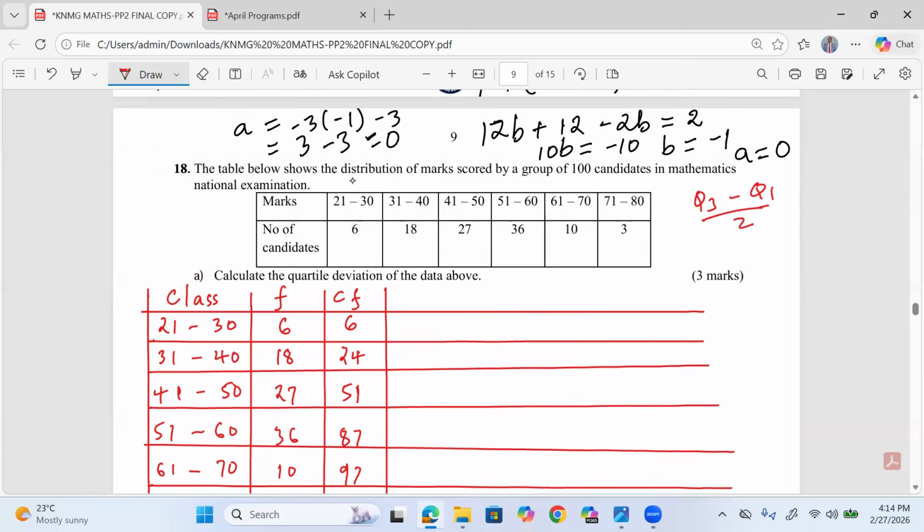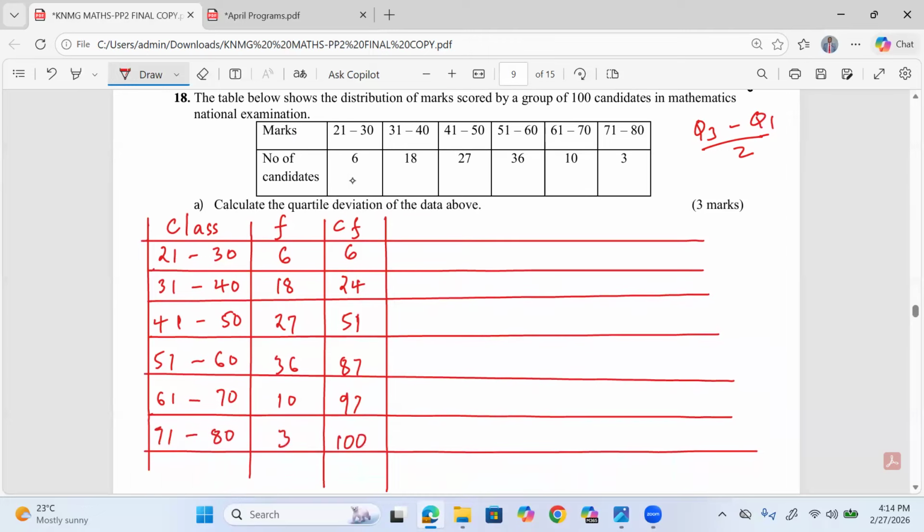When we talk about quartiles, we have 3 quartiles. We have the second quartile, or Q2, which is the median. Q2 is also called the middle quartile. Then we have the upper quartile, which is Q3, and the lower quartile, which is Q1. The quartiles divide the data into 4 portions, but the median divides the data into 2, which we call the middle quartile.